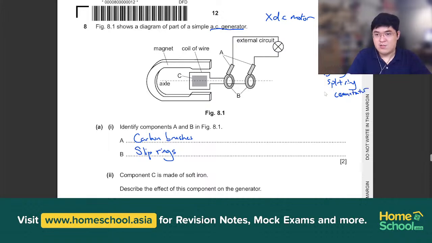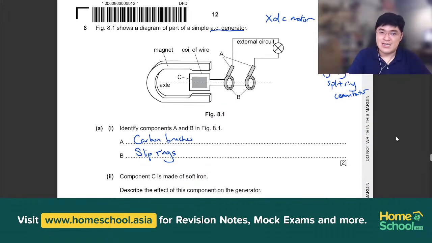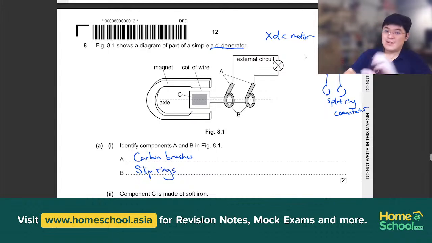Split ring commutator, right? So in a DC motor, they are split ring commutators, but in an AC generator, they are slip rings. Okay, so these are the differences, so please take note. These are two very different things. Even though they are very similar, they have a coil. They do spin. One generates electricity, the other one generates movement, but they are very different.